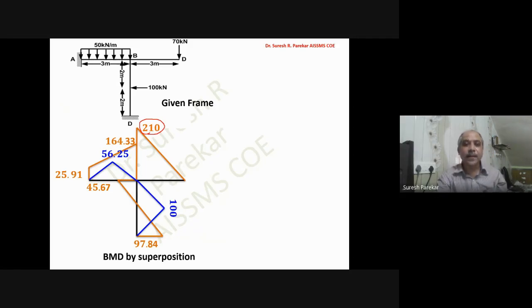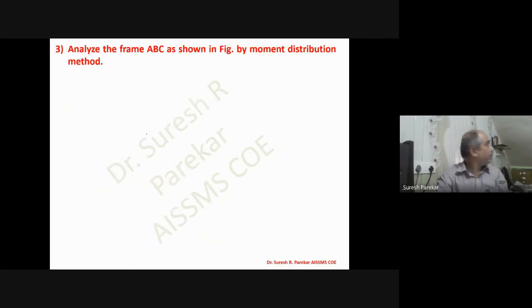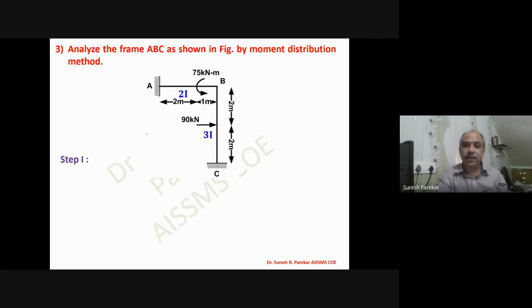Now we will go to the third problem, which is: analyze the frame ABC as shown in the figure by the moment distribution method again. Now, the same problem we have seen in the slope deflection method also. If you compare with slope deflection, you will see this problem we can solve easily and the time required is less if we talk about a non-sway frame. But if I talk about a sway frame, then this is lengthy as compared with the slope deflection method.